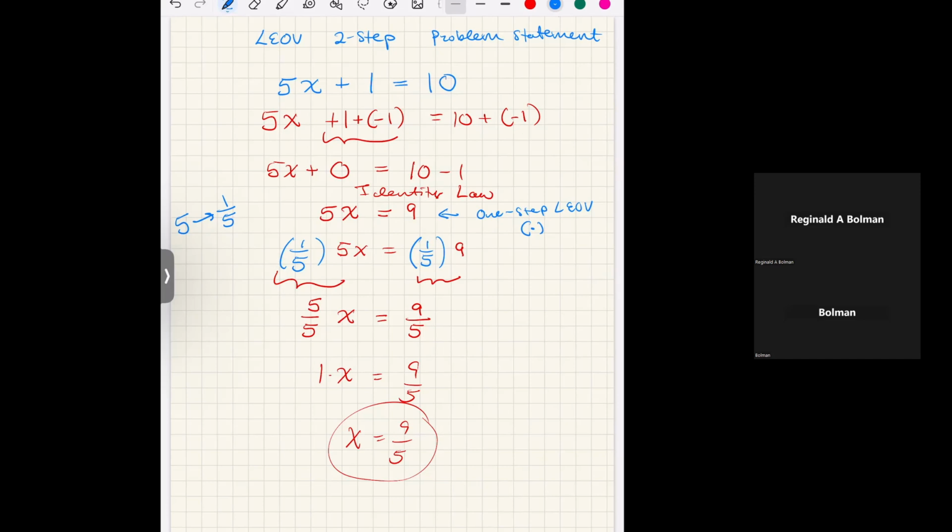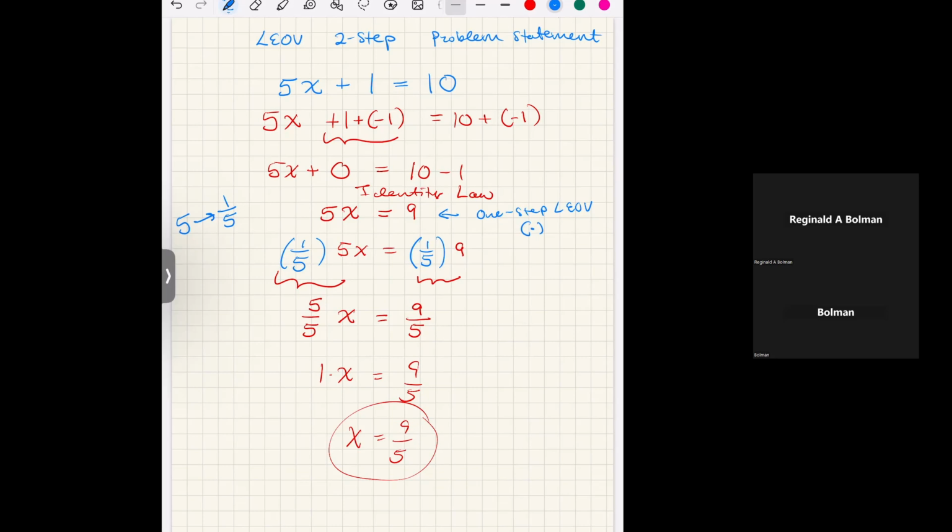So in this case, we had 5x plus 1 is equal to 10, and we saw that you could use the additive inverse to remove the 1 that's in front of your 5x. Once you have reduced your two-step LEOV to a one-step LEOV, depending on what type of one-step LEOV you're dealing with, in this case a multiplicative one-step LEOV, you can reduce that one-step LEOV by using either the additive or multiplicative inverse on both sides of your equation.